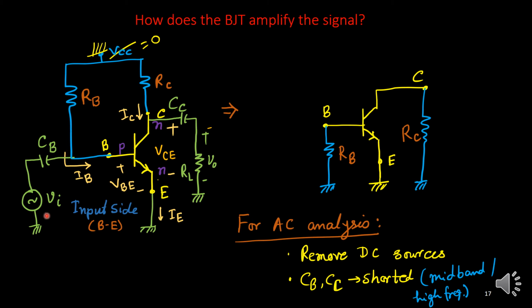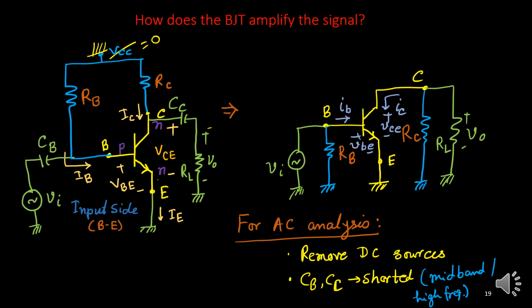Then Vi is connected and RL is connected. So what will I get? This is shorted, Vi is connected here, CC is shorted, and RL is connected to ground. So this is now complete. This is our AC signal model, a simplified one, and we need to analyze this. Now RC and RL, how are they connected? They are connected in parallel.